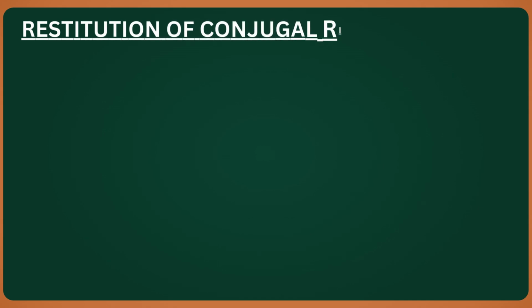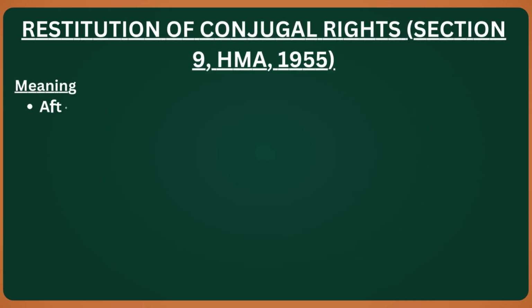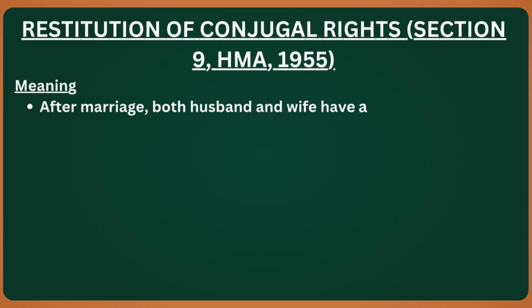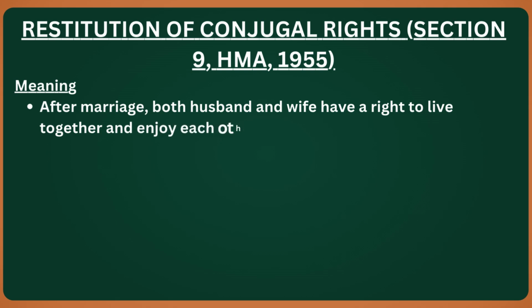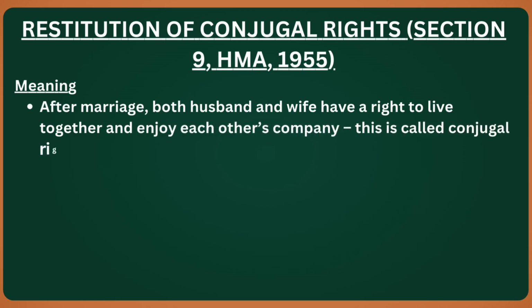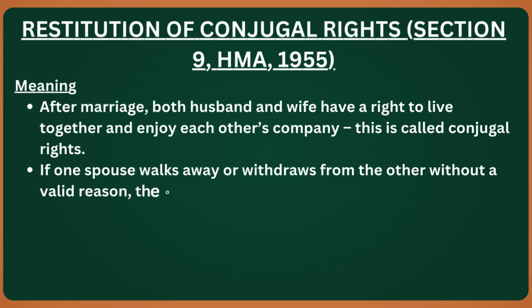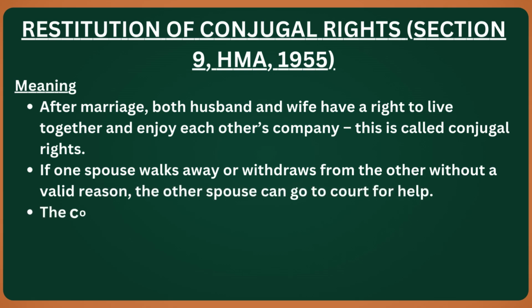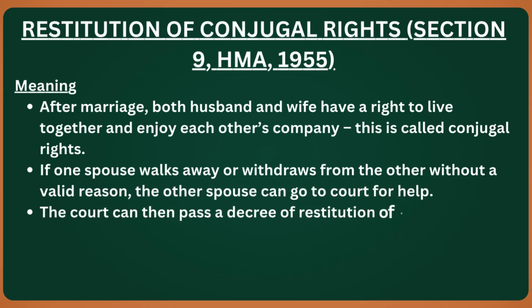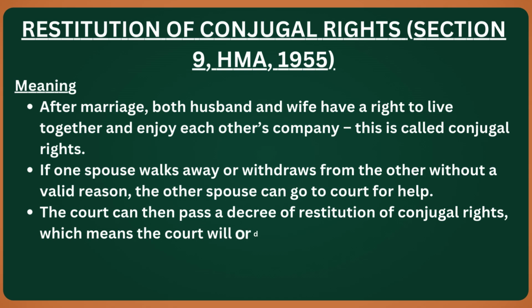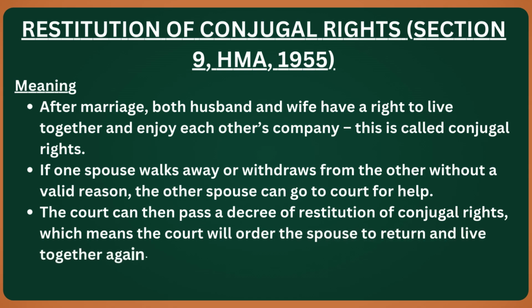Let's see the meaning of restitution of conjugal rights. After marriage, both husband and wife have a right to live together and enjoy each other's company. This is called conjugal rights. If one spouse walks away or withdraws from the other without a valid reason, the other spouse can go to court for help. The court can then pass a decree of restitution of conjugal rights, which means the court will order the spouse to return and live together again.